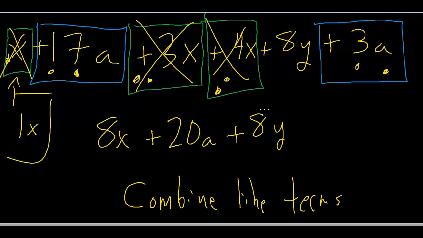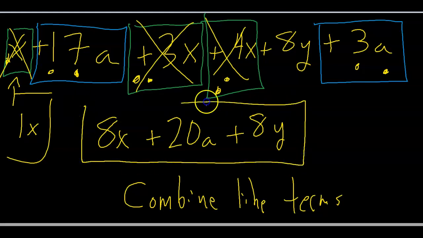Can we combine x's and y's and a's and say that we have one of something? No, we can't, right? We have 3 different variables, so this is the best we can do. This is fully simplified. Cannot combine these any further because they are not like terms. So our simplified answer is 8x plus 20a plus 8y.